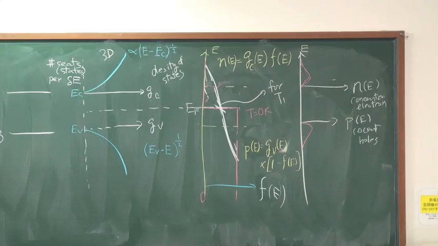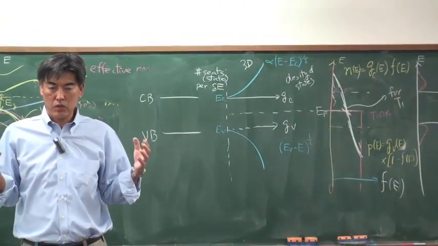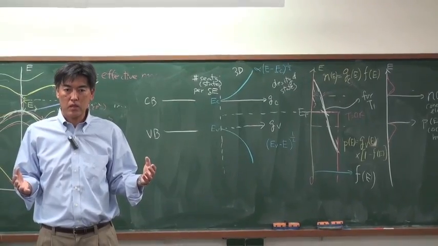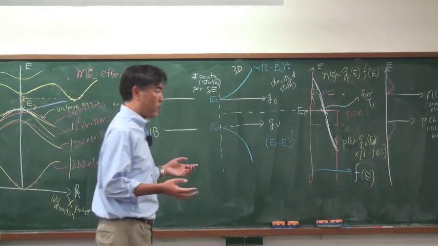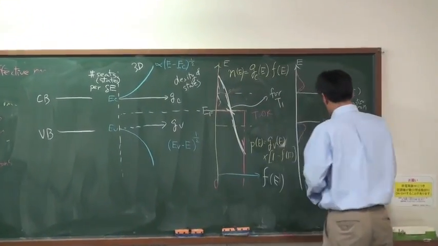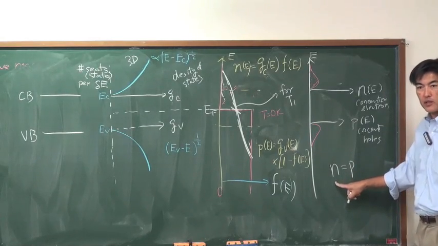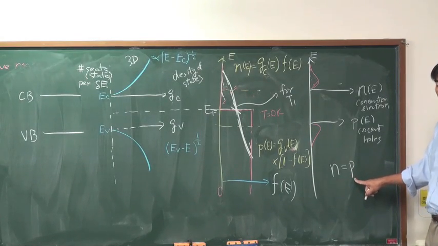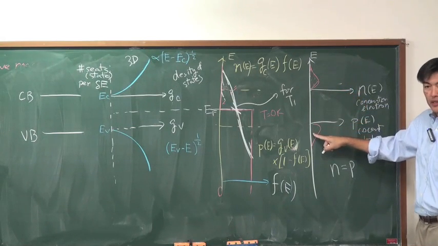And this is the intrinsic semiconductor case. Intrinsic means no impurities, just simple silicon only. Therefore, N equals P: the concentration of electrons and the concentration of holes. Basically, this area and this area are the same. Okay?